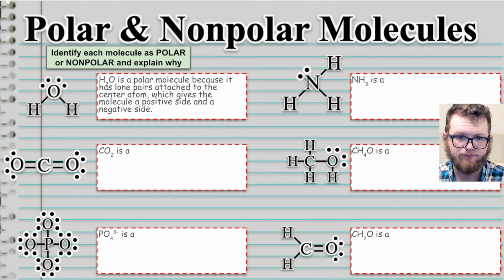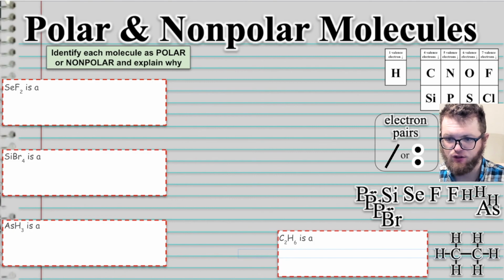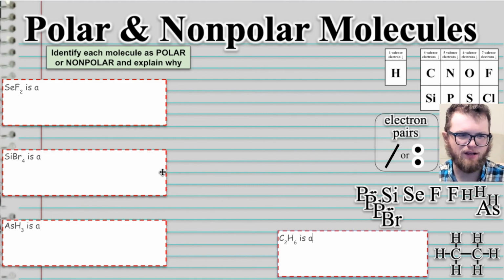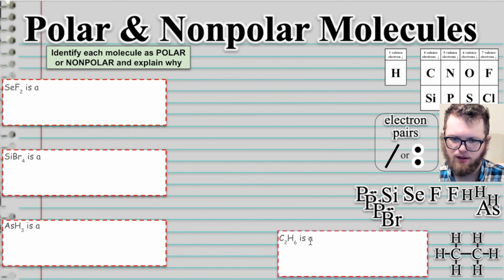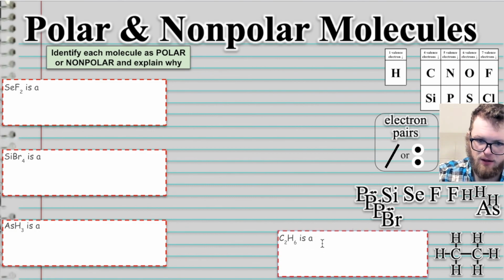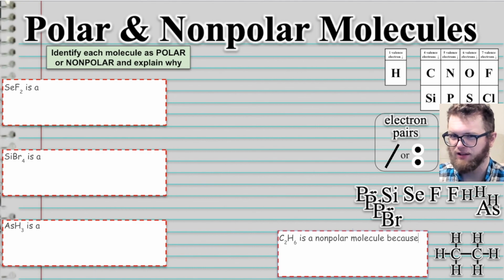All right, do the same thing for these other 5. And then over here, it just gives you the formula, and you need to build it and then determine if it is polar or nonpolar and explain why. This last one down here, you'll notice it doesn't have a center atom, and it doesn't really follow the rule we learned back here. I will tell you that this is a nonpolar molecule, and see if you can explain why.